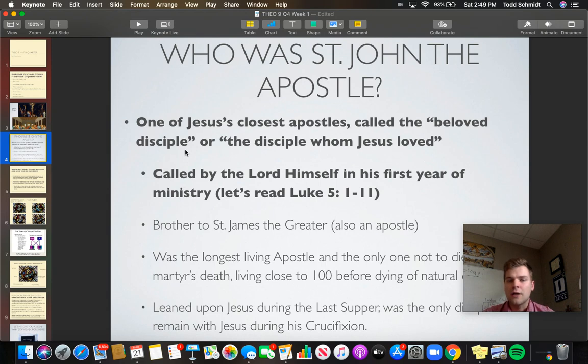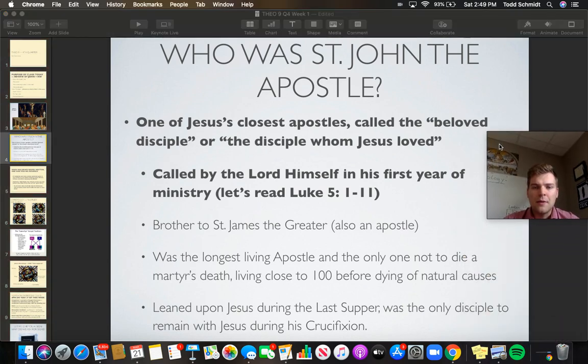And in fact, John was the only apostle to remain with Jesus during the crucifixion. Other things about him, I mentioned he was the brother of St. James the Greater. He's also the longest living apostle and the only one not to die a martyr's death. As we know, 10 of the 11 apostles died the death of a martyr. Obviously, we know Judas took his own life. But what we do know about St. John is that he died close to 100 years old of natural causes.